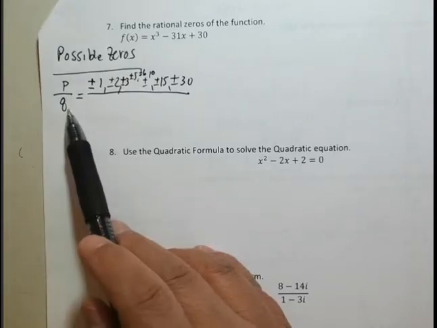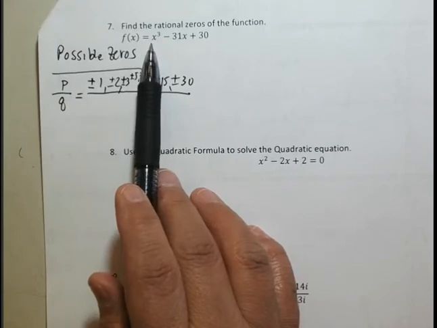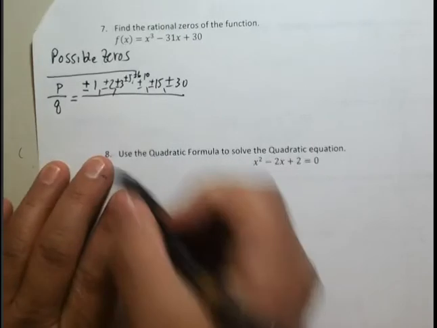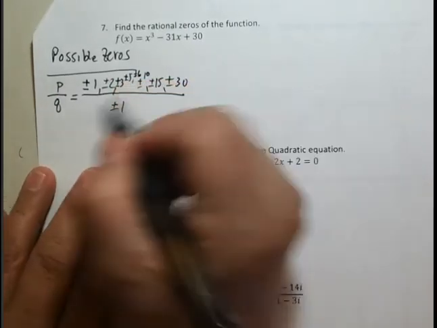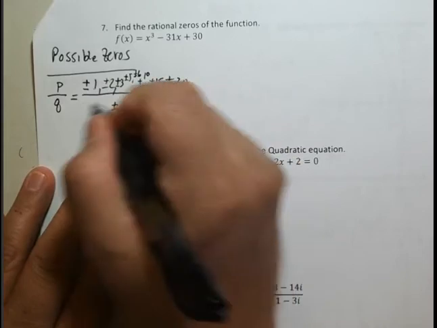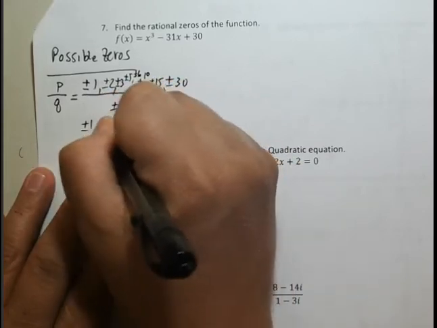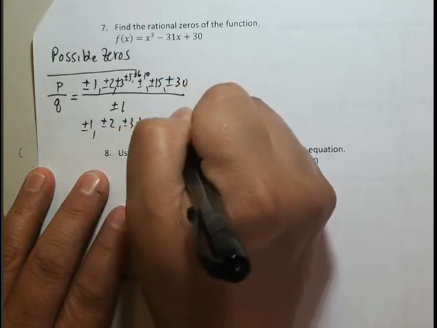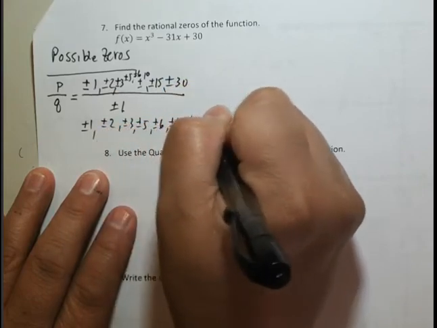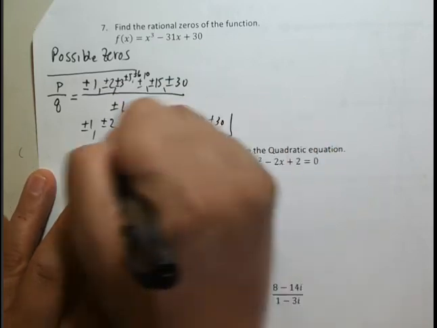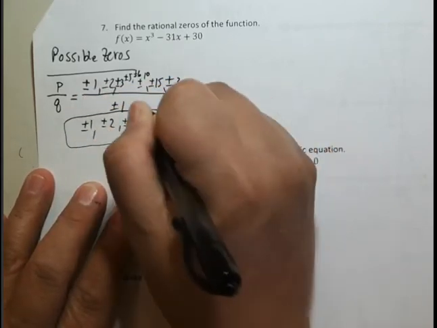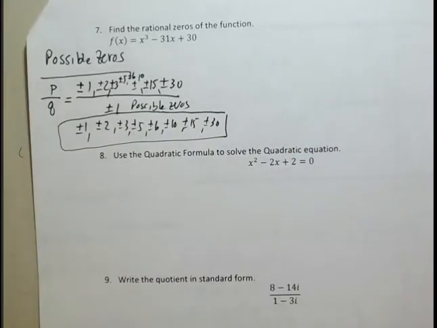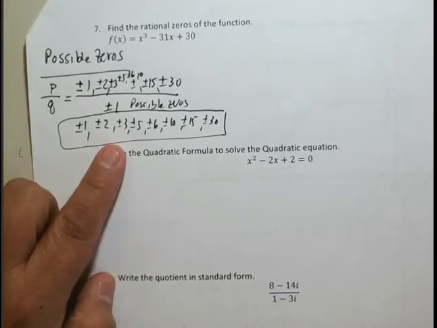And then the Q is the factors of the coefficient of your degree. So this is a 1. So just plus or minus 1. So if you divide this, 1 divided by 1 is 1, 2 divided by 1 is 2, and so on. So these are your possible zeros. So you might have a question where it asks for the possible zeros. So that's what they're talking about, right?